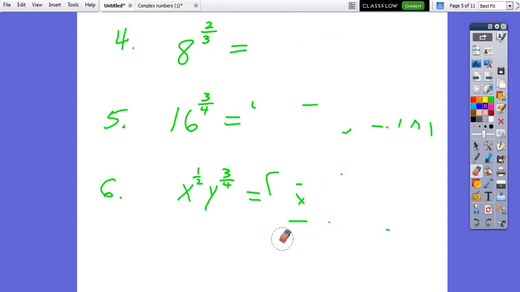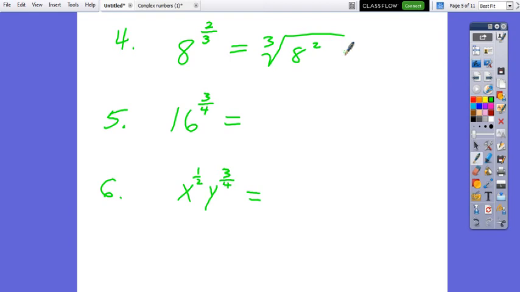All right. Okay, let's look at number 4, 8 to the 2/3. That's the cube root of 8 squared. Now, what is 8 squared? 64. So it's the same problem we just had, right? Yes, sir. So it's 4.